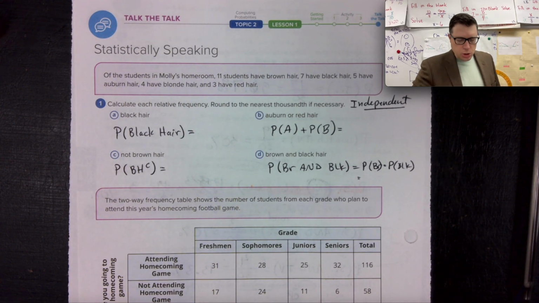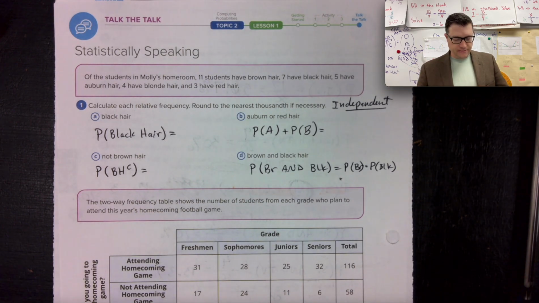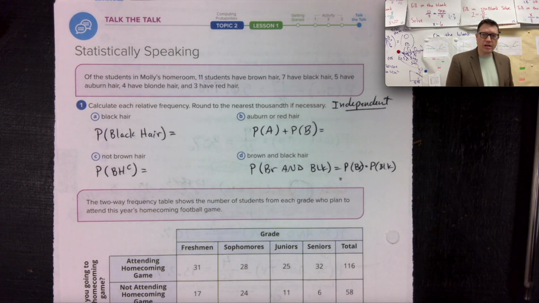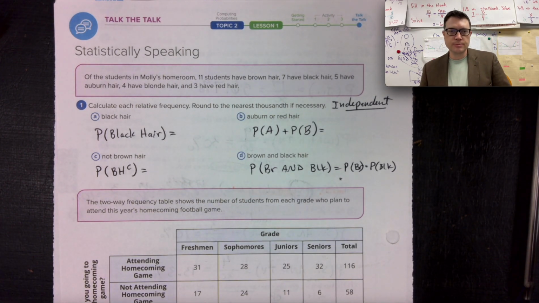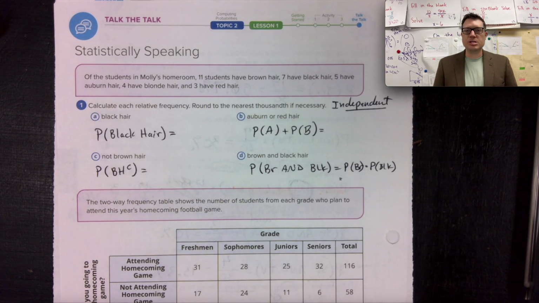Of the students in Molly's homeroom, 11 students have brown hair. 7 have black hair. 5 have auburn hair. 4 have blonde hair. 3 have red hair. Probabilities. Calculate the relative frequency and round the answer to the nearest thousandth.